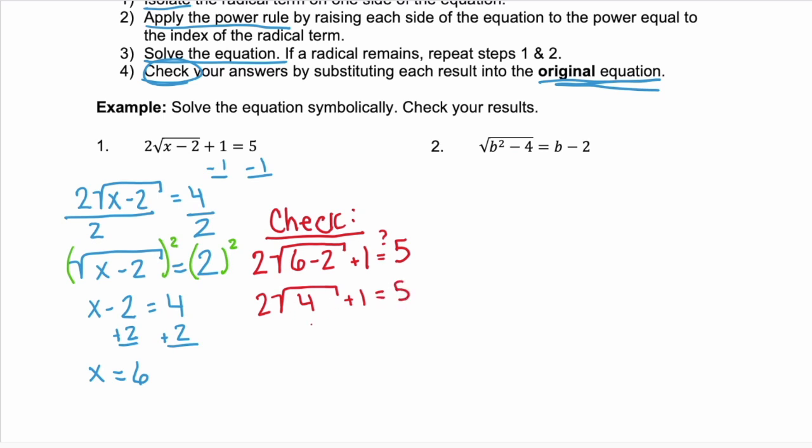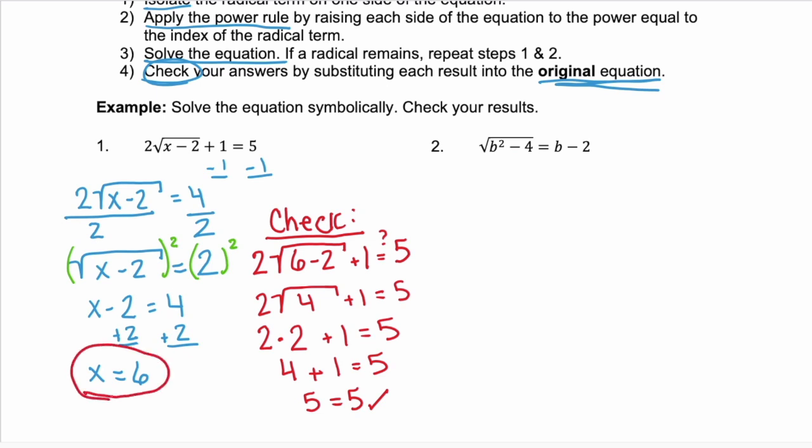Now we have to take the square root of 4. So we have 2 times 2 plus 1 equals 5. Well, 2 times 2 is 4. So we have 4 plus 1 equals 5. And 4 plus 1, that's 5. And 5 certainly equals 5, so this checks out. So now we can confirm that our answer is x equals 6.